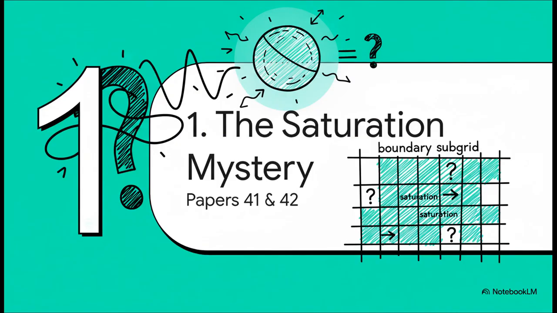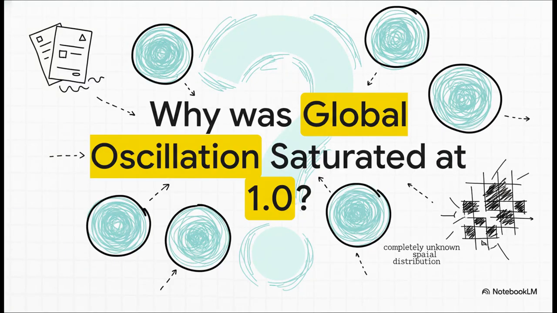So let's start with the puzzle that came out of papers 41 and 42. There's this important diagnostic, the global oscillation functional, and it was consistently hitting its maximum possible value on the boundary subgrid. It was just stuck there, and nobody really knew why. Both of these earlier papers reported that for all three of the kernels they were studying, the global oscillation, osc of phi epsilon, was just uniformly 1.0 on this boundary subgrid, EBYD.